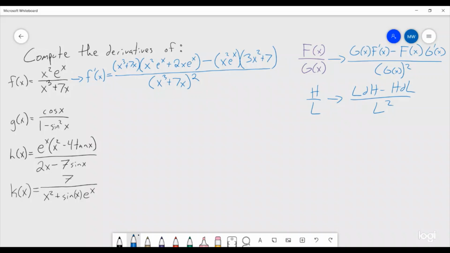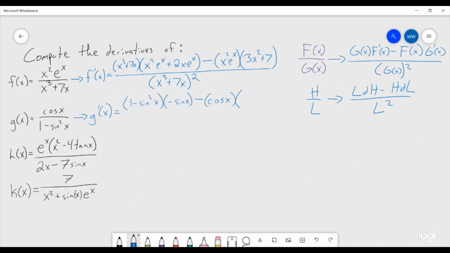Okay, so let's now do g of x. Well, to find g prime of x, we can just go through and do this using the quotient rule again. So we got low d high, so that's a 1 minus sine squared x, times the derivative of the top, negative sine x, minus the top, cosine of x, times the derivative of the bottom.